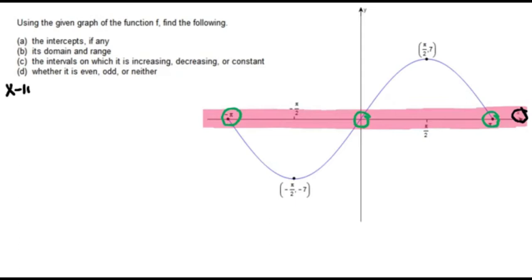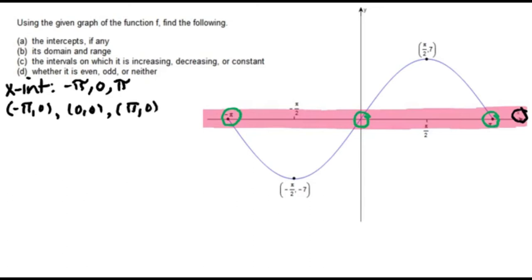So we have x-intercepts at -pi, 0, and pi. Now you might be asked to write the x-intercepts in ordered pair form. If you are, you would write those ordered pairs as (-pi, 0), (0, 0), and (pi, 0). You would probably separate them by commas.